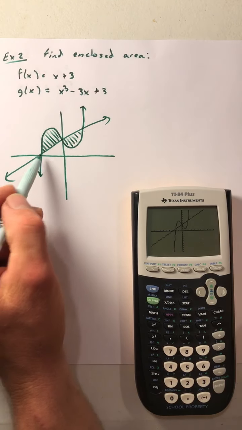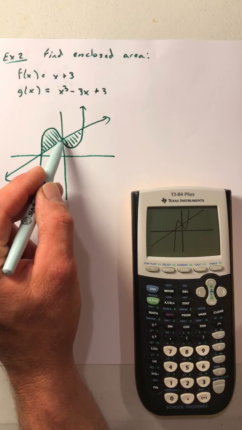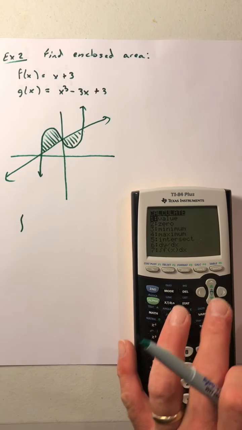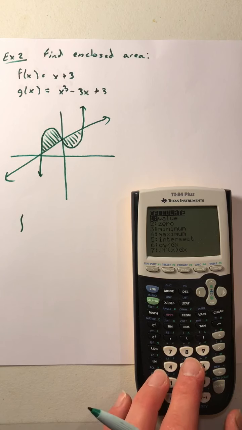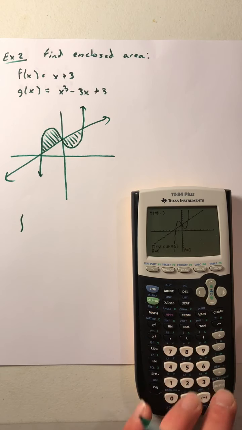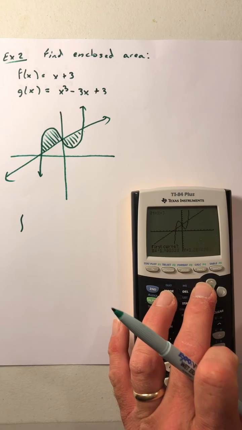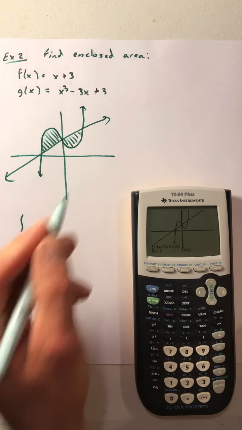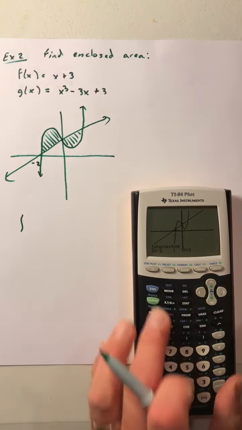We kind of see that it looks like a -2, a 0, and 2, but we're going to make sure, just to double check ourselves. So again, we can second trace, intersect, we can come over for our first curve, get close to that with the cursor, hit enter 3 times, and we do see it's a -2.